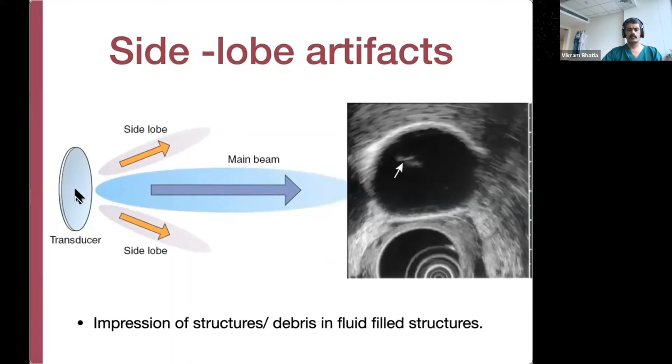So the information which is carried by the side lobes is placed in the path of the main beam, which means that if you are imaging a fluid-filled structure like the gallbladder, all of you would have seen certain lines or echogenic foci, debris inside the fluid-filled structures. These are often side lobe artifacts or beam width artifacts, which are misplaced echogenic structures inside the fluid-filled structures. And this can lead to bad imaging and errors in interpretation.